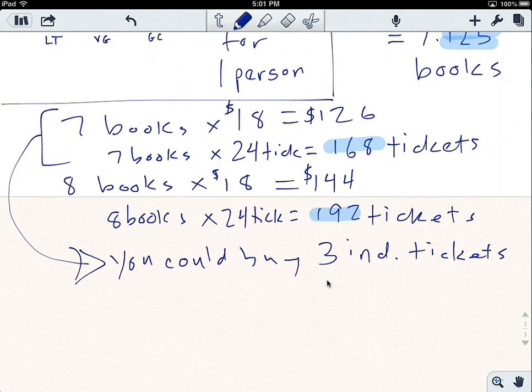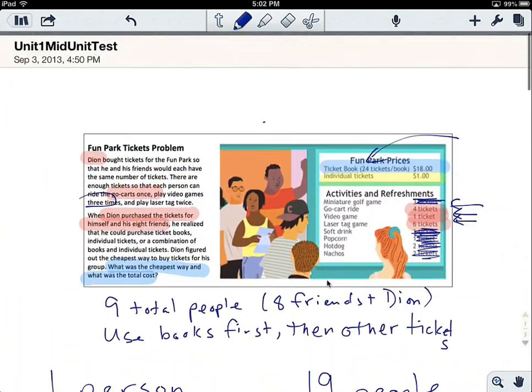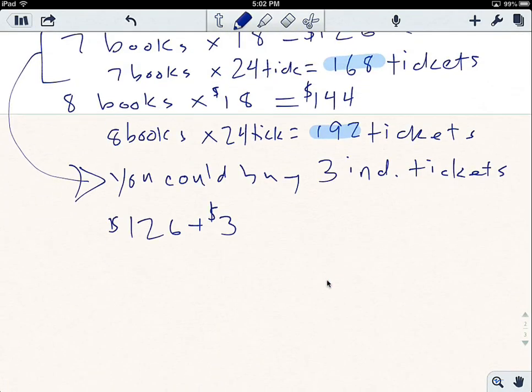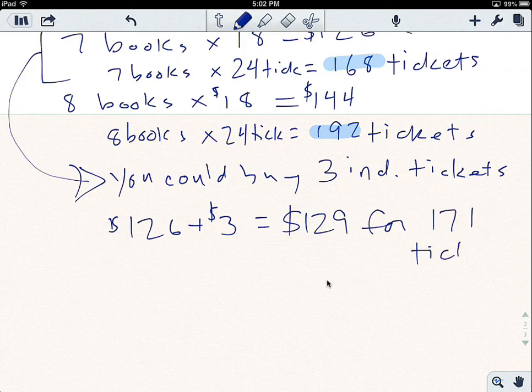And so that would give you a total of 126 plus $3. Wait, how'd you get to 126? $126 for 7 books, and then it was $1 per ticket. Yeah, I'm with you. Okay. So 126 plus $3 gives you a total of $129 for exactly 171 tickets, and that is clearly cheaper. We're doing a combination of books and individual tickets rather than buying 8 books altogether and getting 192 tickets.